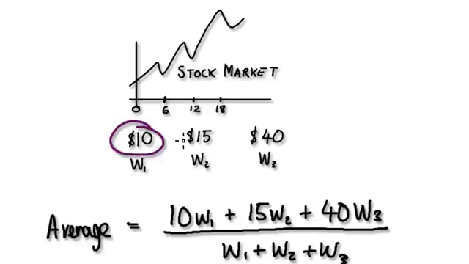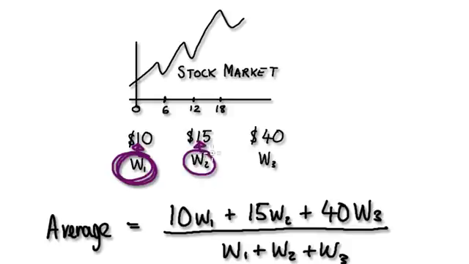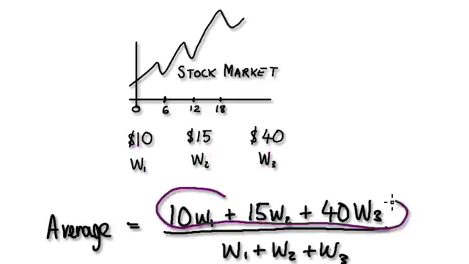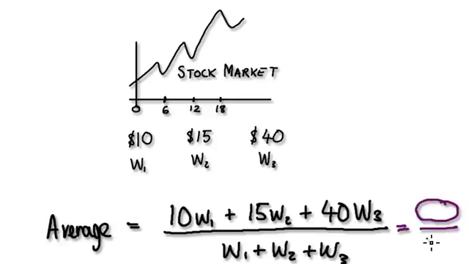Looking at this here, let's say at this time the price is this, the price is this, and the price is this. You're going to buy a weighted amount, let's say W1 number of shares at $10, W2 at $15, W3 at $40. Then the average price would be the total amount that you spent divided by the number of shares, and the answer would be something for one share, and that something is really the amount in dollars.